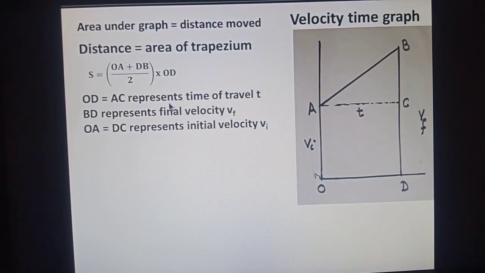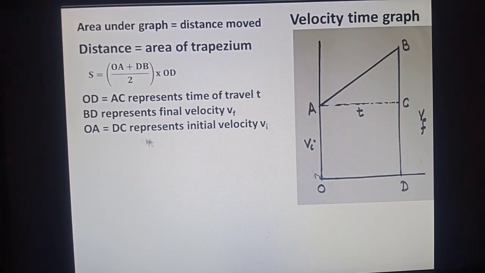Now look at the graph. Students, it is clear that the lengths OD and AC are the same, and both represent the time taken. BD represents the final velocity. Look at this, it is BD. This shows the final velocity. And OA or CD both represent the initial velocity.